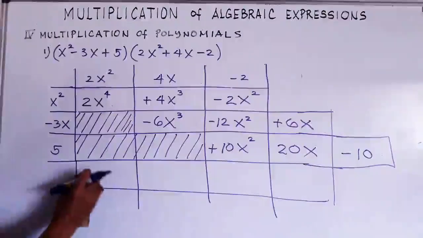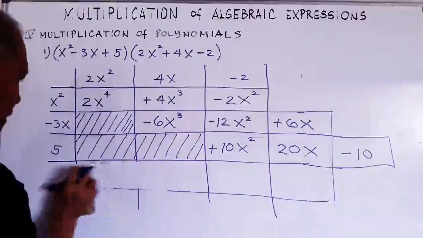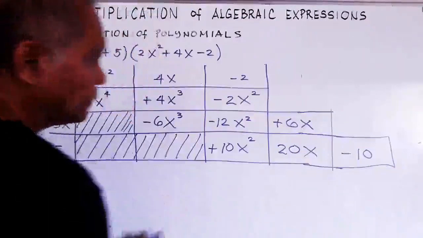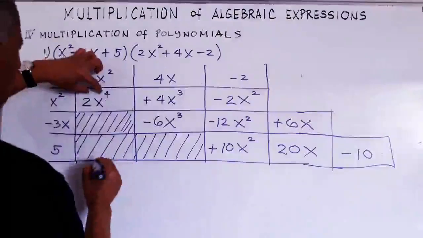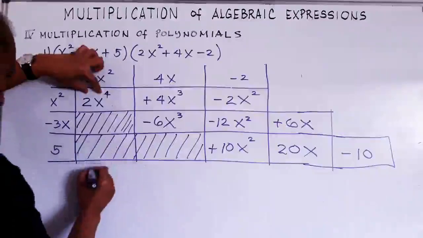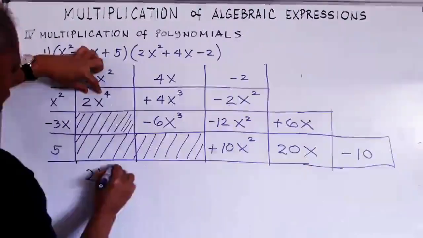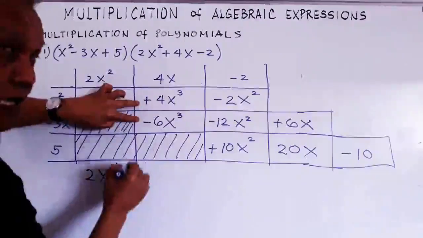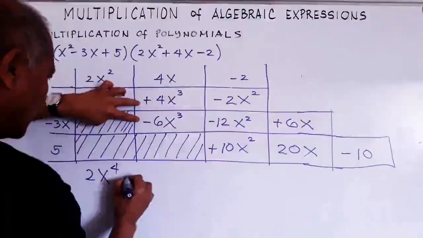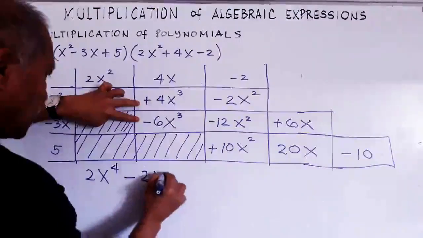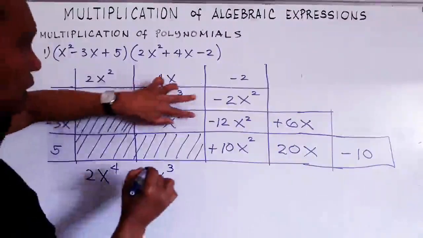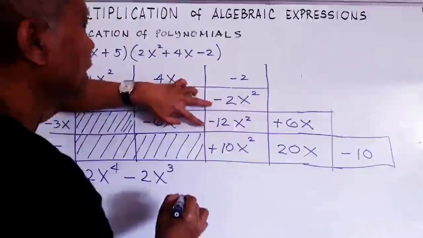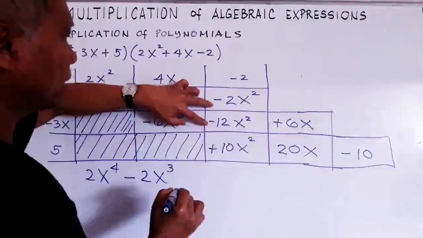Now we're ready to add. It's too much, but you can just leave the box here and put your answers there. Okay, we add 2x to the 4th plus this, nothing here. So we have 2x to the 4th. Now here, we're going to add this 2. So unlike signs, we subtract. We have negative 2x cubed. Here, we need to add the 2 negatives and subtract the 10. We have negative 12 and negative 2 is negative 14.